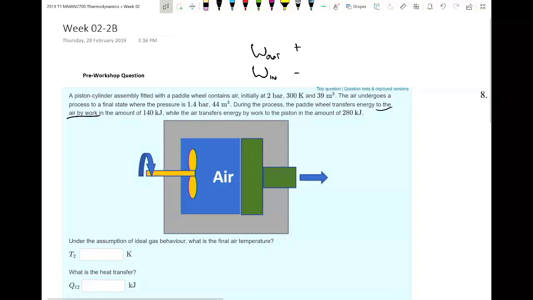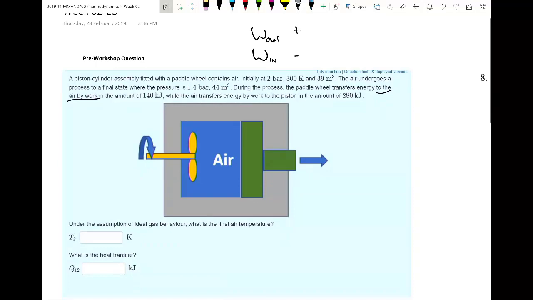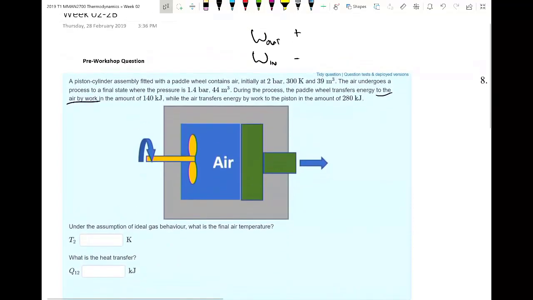Like if you were asked for a force and you said 100 kilonewtons to the left, we should have said minus 100 kilonewtons. Well, you've said to the left, so that kind of works. Is that clear? Clear as mud? Good. So I'm happy with whatever convention you use. If you use a different convention, be clear with your wording what the sense of the work is, whether it's going in or out. Cool.